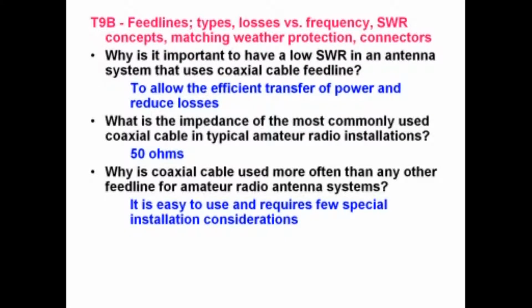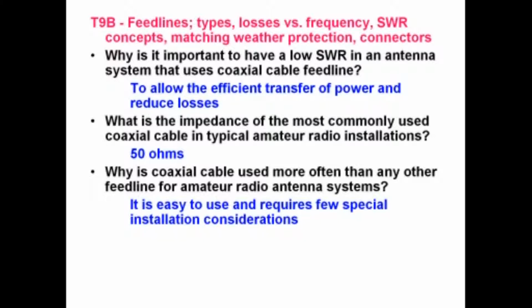Okay, T9B, feed lines, types, losses versus frequency, SWR concepts, matching, looks like there should be a comma in there, doesn't it? Matching, comma, weather protection, and connectors. Why is it important to have a low SWR? You'll remember that standing wave ratio in an antenna system that uses coaxial cable feed line. That's to allow for the efficient transfer of power and reduce losses. Okay, so low SWR gives us the best transfer of power and the least losses.